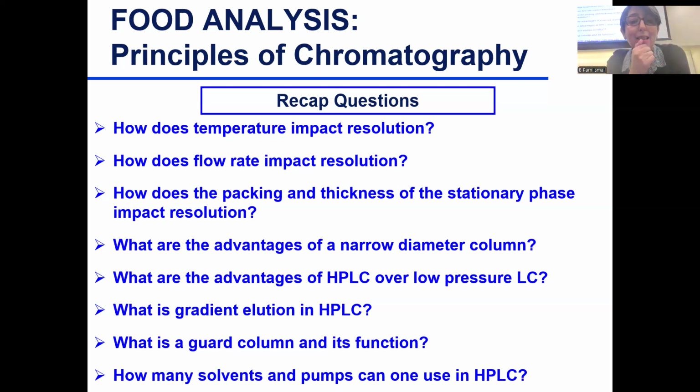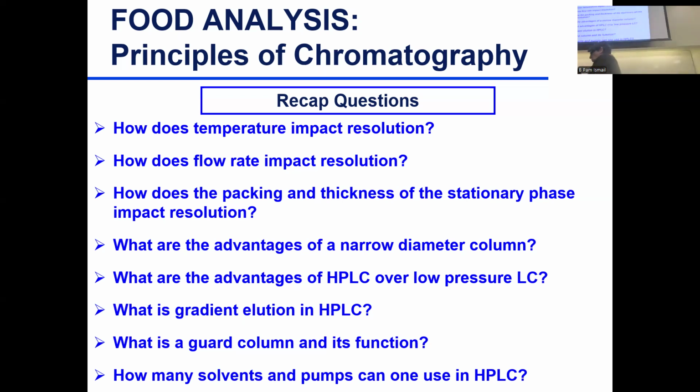What about packing and thickness of the stationary phase? How does the thickness impact the resolution? Tyler? The narrower the column, the higher the resolution. Yeah, you're answering the one under, which is true. Narrower, longer, you have less material, faster movement, better separation, but the thickness also.